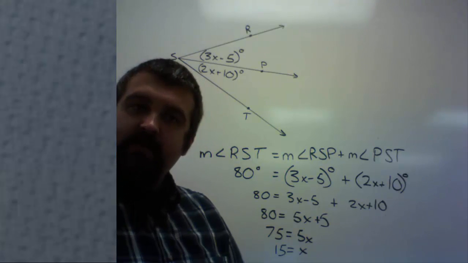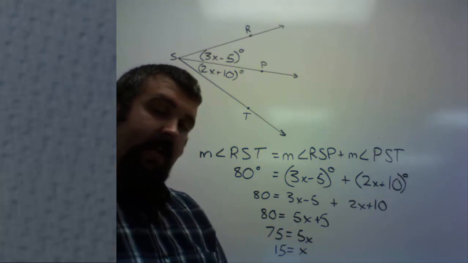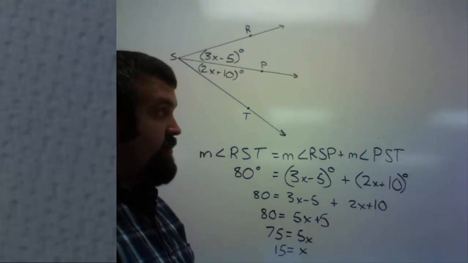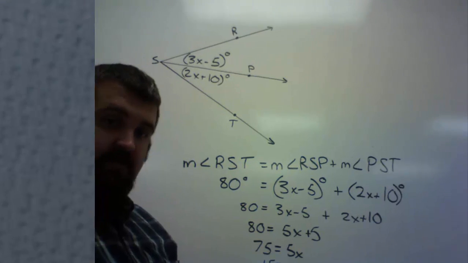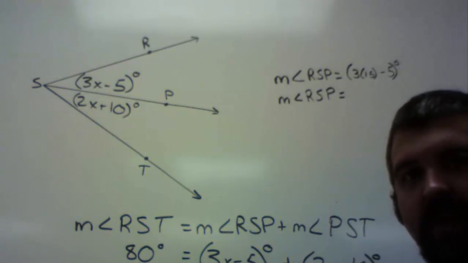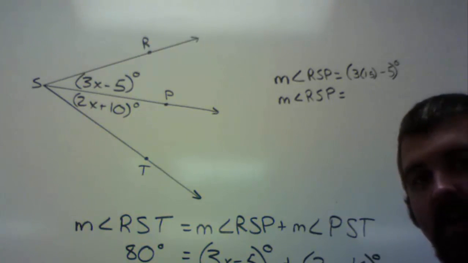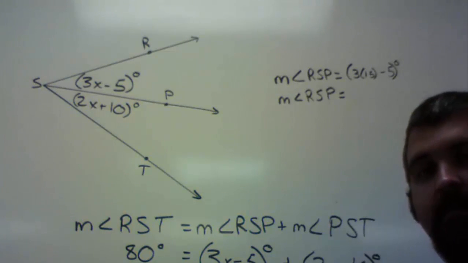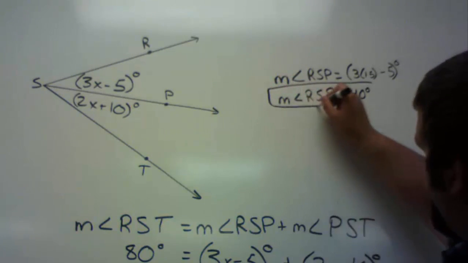But remember, I'm looking for the measure of angle PST and the measure of angle RSP. I don't care what x really is. So at this point, knowing x equals 15 is important, but now I need to plug it into both of my measures of my angles. For measure of angle RSP, that's what I will get when I plug in 15 for x. Now I just have to do order of operations. 3 times 15 minus 5. When I simplify, I get 40 degrees. Remember, box your answer when you are done.